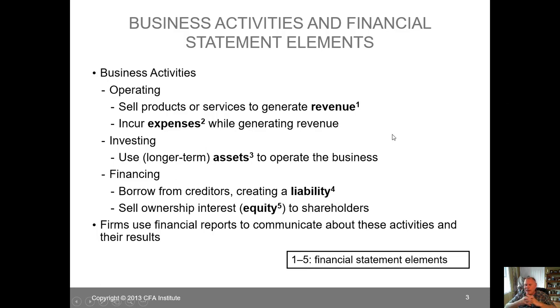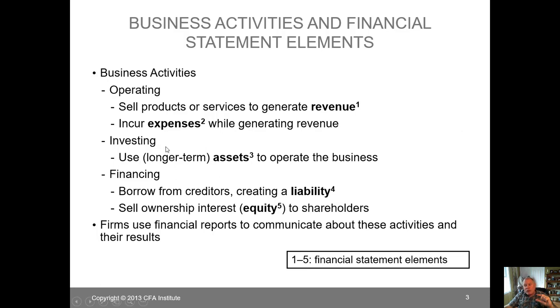So when we really think about it, the basic elements that go into financial statements are operating, if you think about it. The company sells products or services to generate revenue. They incur expenses while generating revenue. So that's what we'll call the operating part of the business. Now, a lot goes into what is revenue, how does a company make money, which we're going to get into. But remember, we want to think about it as an operating activity. Revenue and expenses from producing goods and or services.